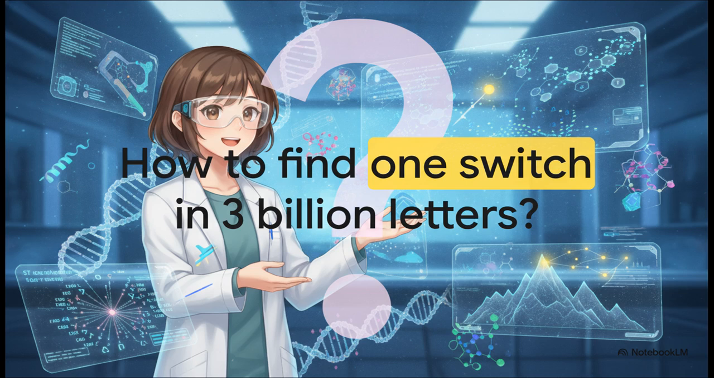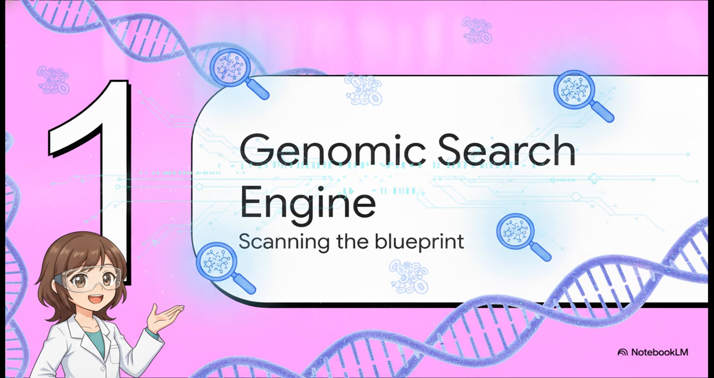How on earth do we locate one single genetic dimmer switch that controls a disease among 3 billion individual letters, especially when we don't even know exactly where to start looking? We need a tool that can just look at everything all at once. Which brings us to Section 1, the genomic search engine, scanning the blueprint of life.